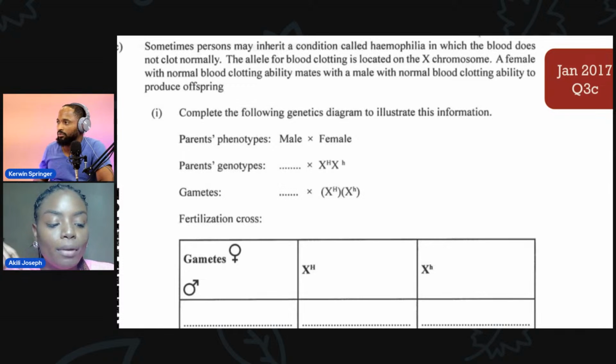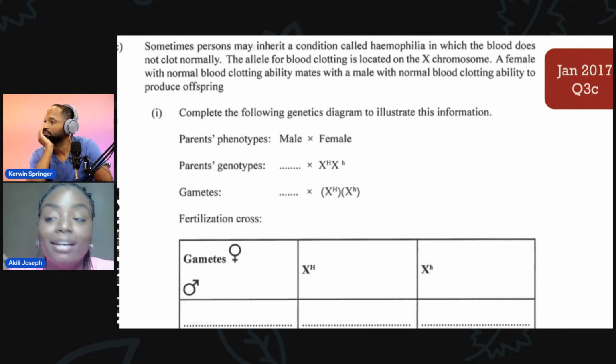A female with normal blood clotting ability mates with a male with normal blood clotting ability to produce offspring. So mom is normal, dad is normal, right? Complete the following genetics diagrams to illustrate this information. So the phenotypes are going to be male and female. Now, yes, male and female are phenotypes, but that's not really the topic here. It's supposed to be a male with normal clotting and a female with normal clotting. That is the full description of the phenotype. But again, we're not grading CSEC, they're grading us. So moving on. Then we have the parents' genotypes now.